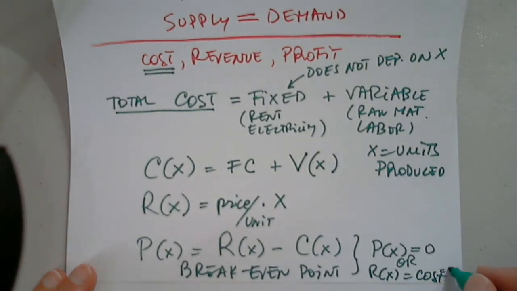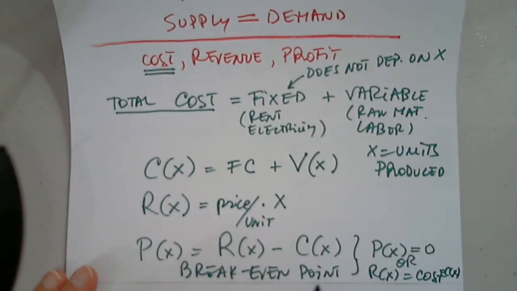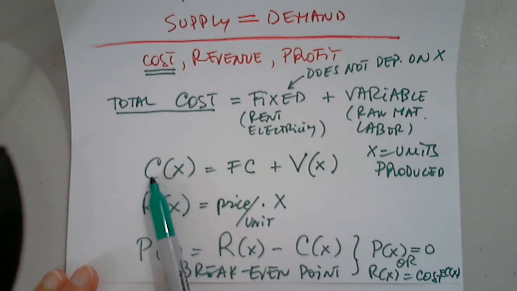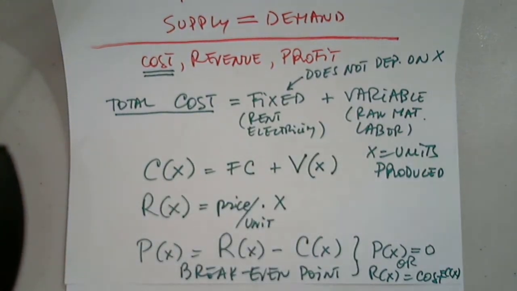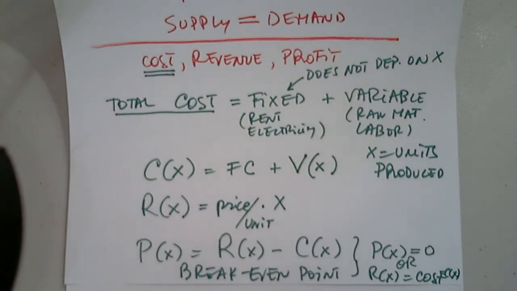C of x, I should have written. Okay, so please remember the break-even point is when the profit is 0 or when these two are equal. Same thing. Revenue is the price per unit times number of units produced. Total cost, fixed cost plus variable. That's all I had to say to refresh your memory on, and now I'm going to share my screen.